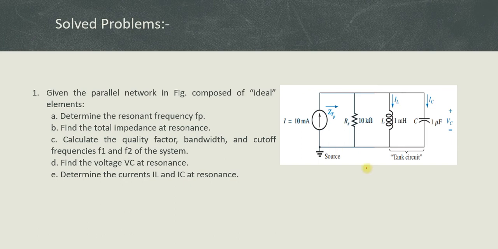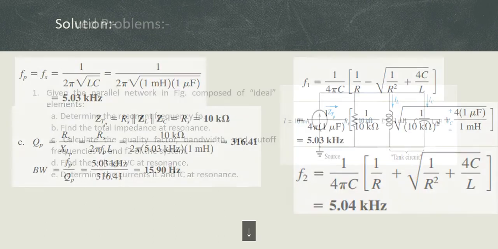Consider this figure. Here the resistance of the coil is not given. Generally we write it like this: the coil has some minimum resistance, so it is replaced by the series combination of R and XL. But here this R is not given, which means automatically the quality factor of this circuit is greater than 10 by default. Based upon that assumption, the solution is as follows.